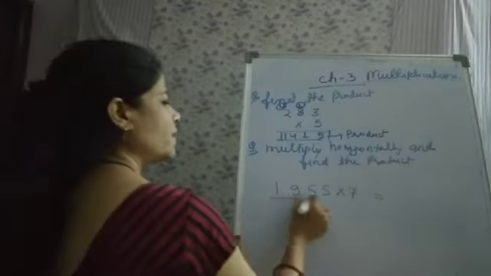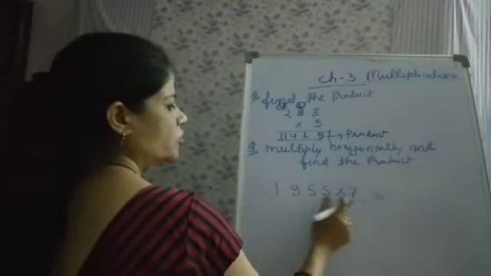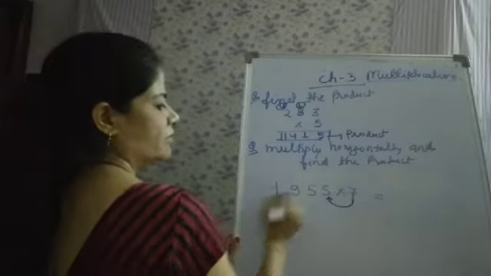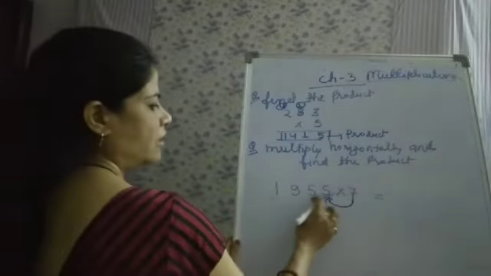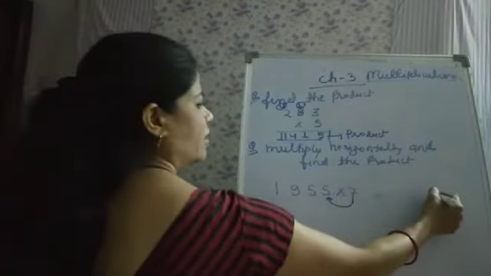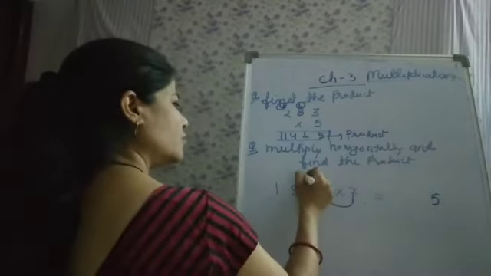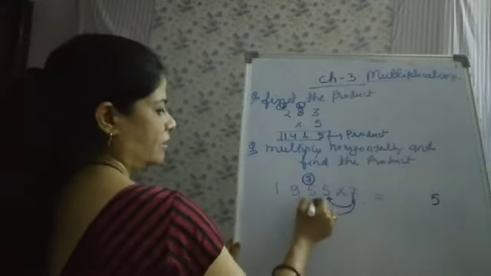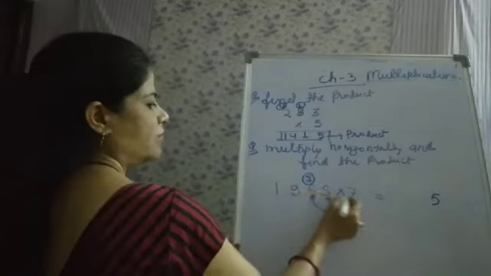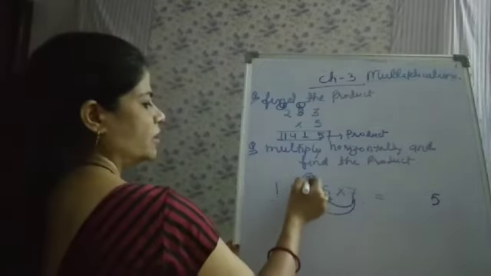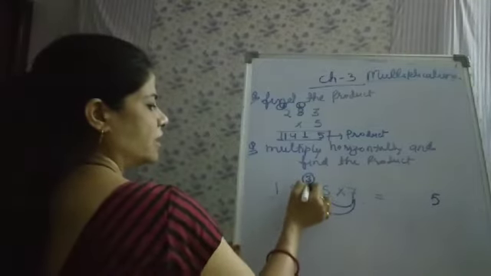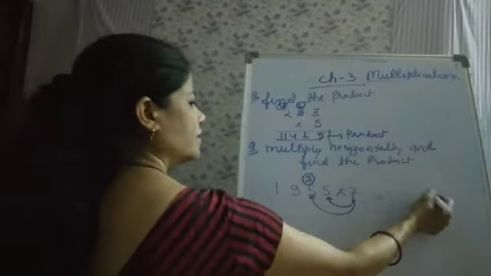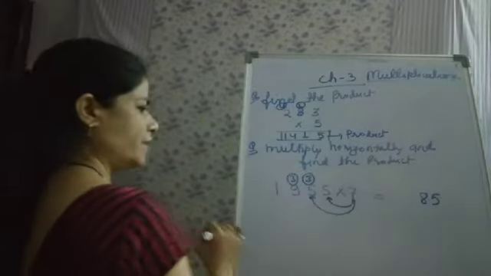Now next question is multiply horizontally and find the product. You have to multiply horizontally. So first you will multiply 5 and 7. 5 7s are 35. So write 5 in answer and carry over 3. Then again 7 5s are 35. 35 plus 3 will be 38.